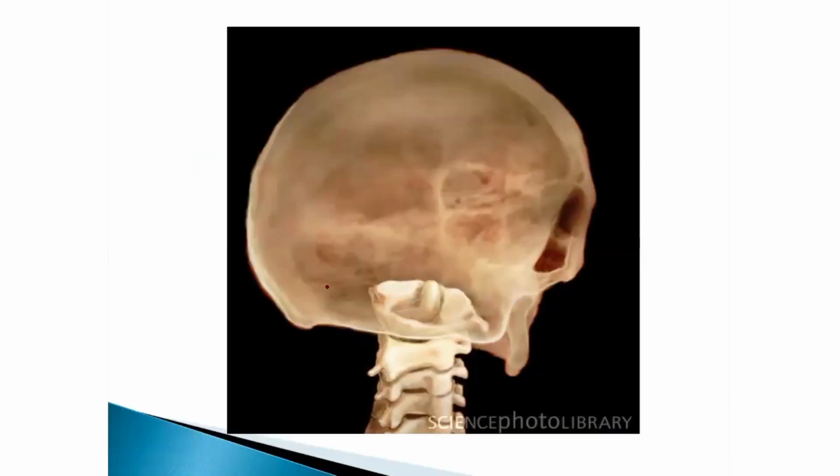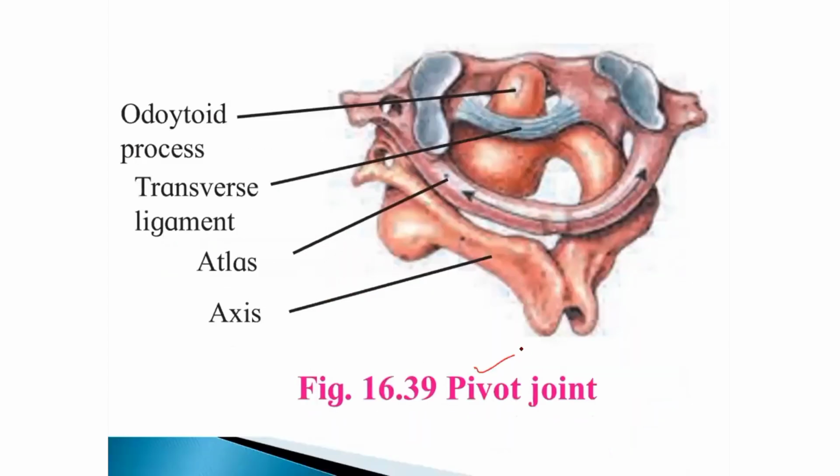So this, what you can see here, is the atlas, the first one. The lower one is called axis. Axis has a process. This process is called odontoid process. And finally, this is your skull. Remember, skull is basically fixed on the atlas. So atlas will show no movement. No movement means it will move with the skull, but axis is going to show movement. This is called pivot joint. Only one example is there, that is atlas. So this pivot joint example, what we have, it has odontoid process. There is a spelling mistake.